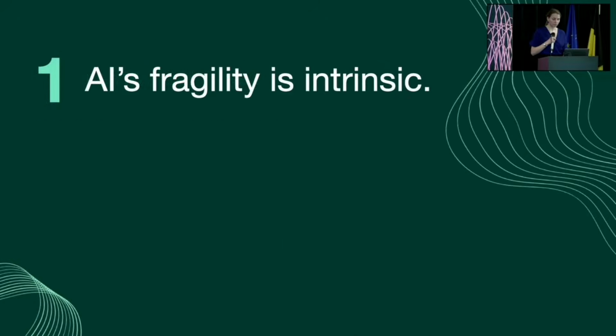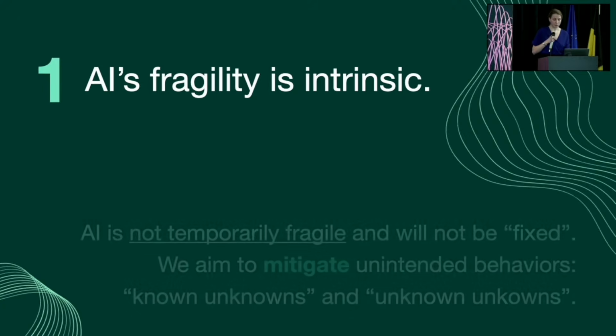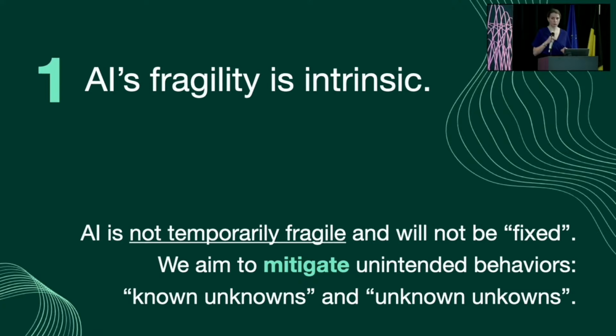If there are four things I would like you to take away from this talk, as I mentioned before, AI's fragility is not a temporary problem. It's not that it's fragile for now, and then tomorrow researchers will come up with a way to make it secure. AI will not be fixed in its current form unless we have a really fundamental paradigm shift where we switch to a completely different family of AI, not as we know it today. These issues will persist. So we need to mitigate unintended behaviors of AI. We can mitigate things that we know about, but of course we cannot mitigate things we don't know about.